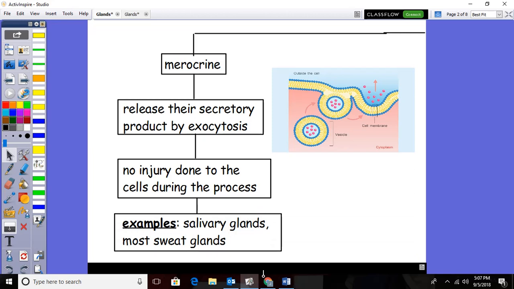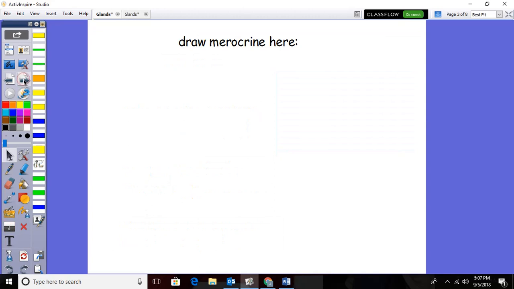Okay, so your examples for merocrine glands are going to be your salivary glands and most of your sweat glands. Think about when we draw this together that what we're going to be secreting in this case is either saliva or sweat. Next to whatever you just wrote, there's a little place that says draw merocrine here. We're going to be drawing this together.